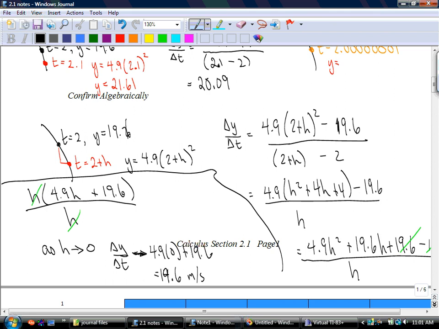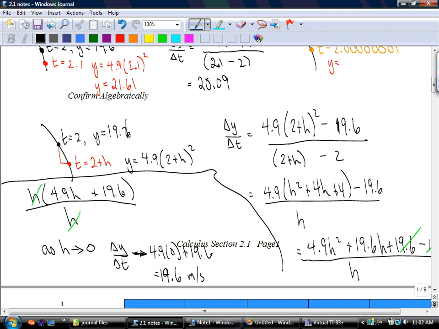Okay. h stands for us sliding over just a little sliver in time. So we're going h units over in time. It's like 0.000...1, with more and more zeros, or 0.9999. Same thing happens. Okay?